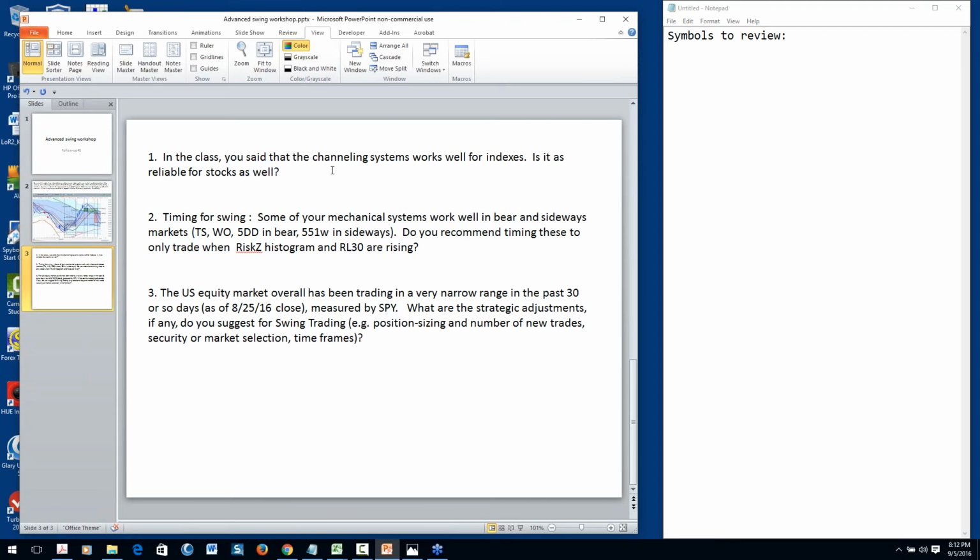Okay, so Susan asked, in the class I said that the channeling system works well for indexes. Is it reliable for stocks as well? I would say provisionally, yes. It tests out pretty well. There's more volatility in the results that you get with stocks than you do with ETFs. The gaps are larger. The moves are more volatile with stocks, and so I believe you have to add a little more management to the trade frames. And then I think things like support and resistance levels are more important. They're certainly important for indexes, don't get me wrong, but I just think that support and resistance levels are even more important for individual stock symbols.